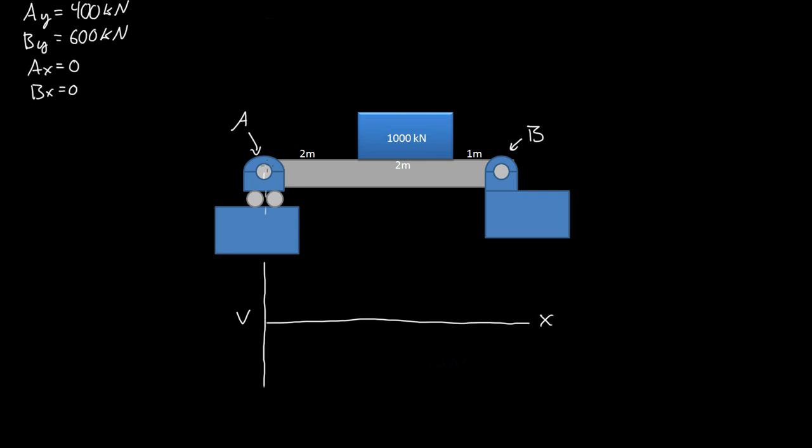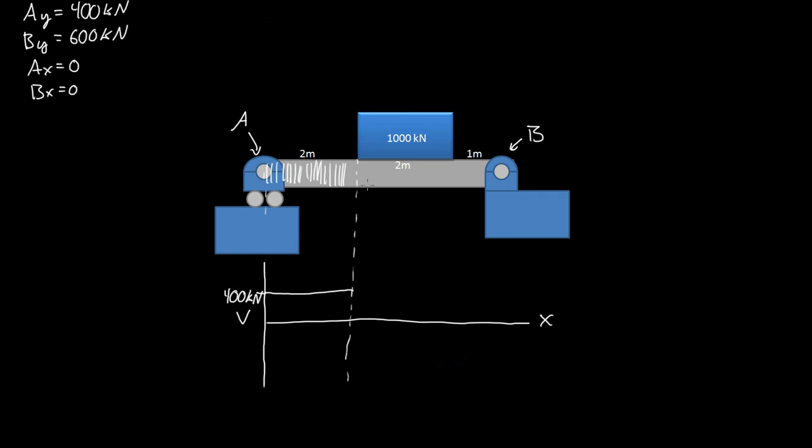So what's the shear in this part of the beam? Well, the A component is 400 kilonewtons. So that means the shear in this part, until it reaches another force, is 400 kilonewtons. And we don't reach another force until we get right here. So that is 400 kilonewtons. There is a shear force all the way across here of 400 kilonewtons.